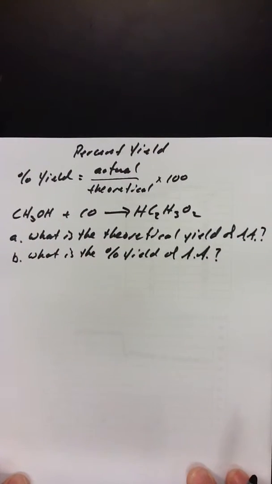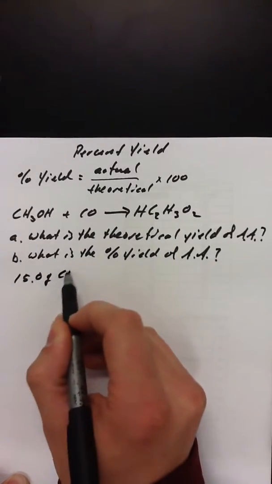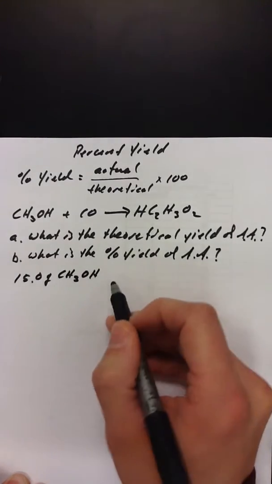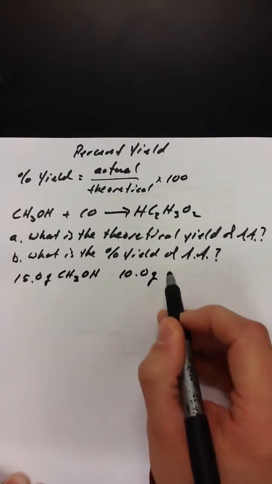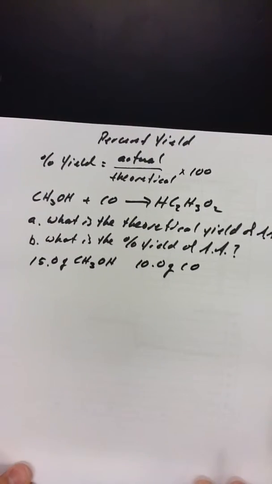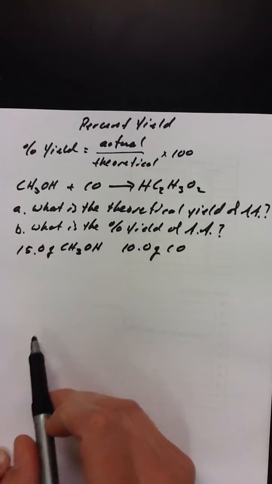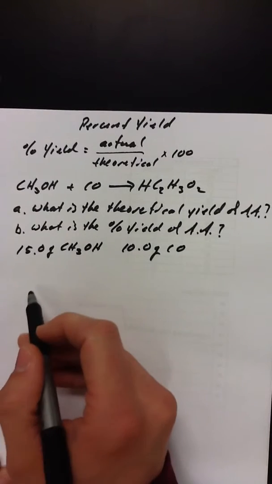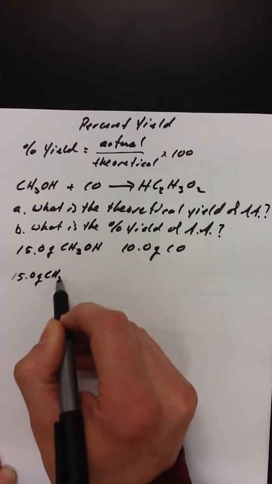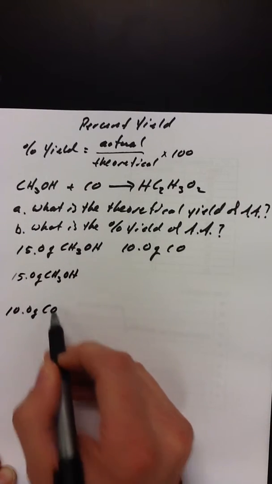For this problem, here's what's given: 15 grams of methanol, CH3OH, and we're also given 10 grams of carbon monoxide. So this is another limiting reagent type problem. So we'll go ahead and run through these real quick. Given these two, we need to figure out how much acetic acid we can actually make. So we always start with what we know. We have 15 grams of methanol, and we have 10 grams of carbon monoxide.